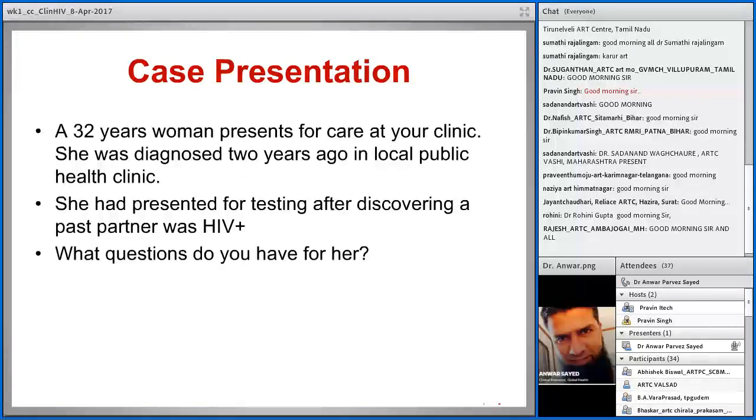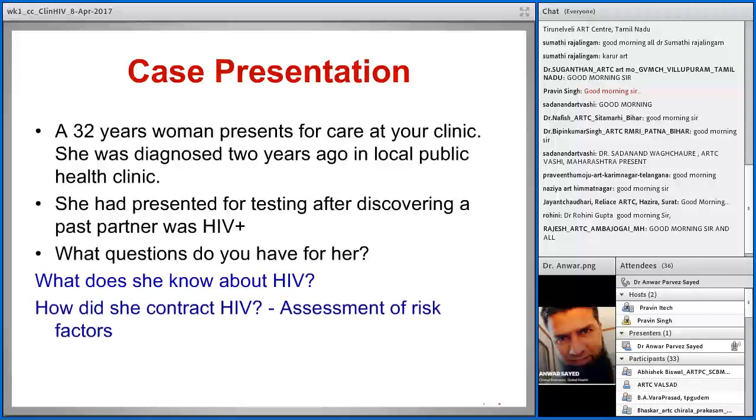This case was presented by Dr. Kim: a 22 year old woman presents for your care at your clinic. She was diagnosed 2 years ago in a local public health clinic. She has presented for testing after discovering a partner who is HIV positive. Such clients keep coming to us at ART centers also. So, what questions do you have for her? This opens up the discussion on whenever a new patient comes to our OPD or ART clinic, what are the initial questions which come to our mind and why?